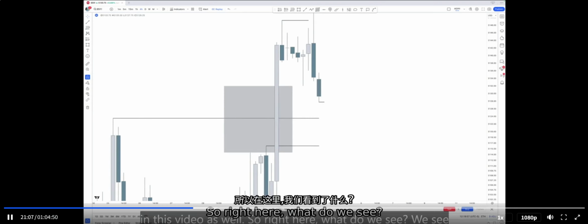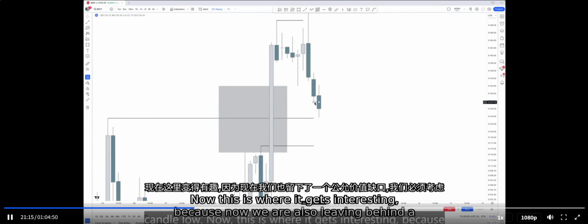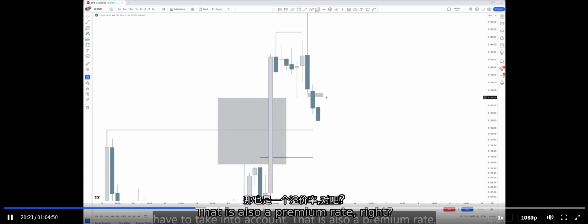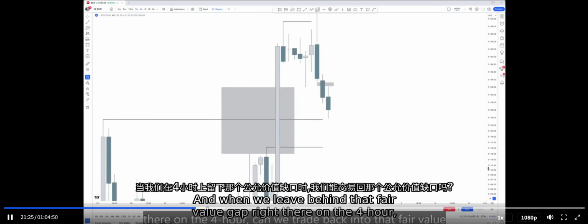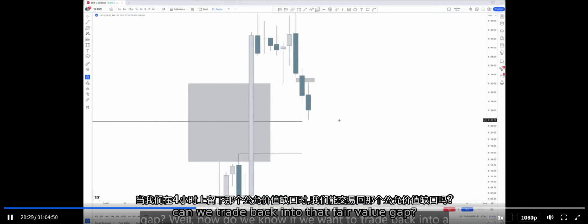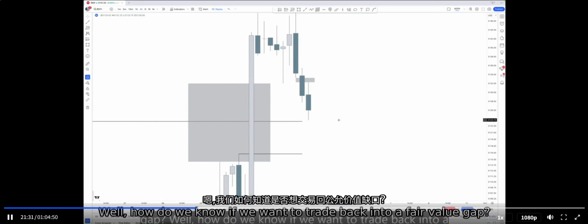So right here, what do we see? We see that we have another close below that previous candle low. Now this is where it gets interesting, because we are also leaving behind a fair value gap, which we have to take into account. That is also a premium array. And when we leave behind that fair value gap on the 4 hour, can we trade back into that fair value gap? Well, how do we know if we want to trade back into a fair value gap?